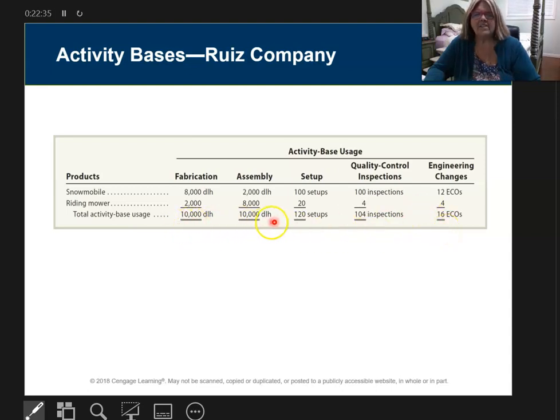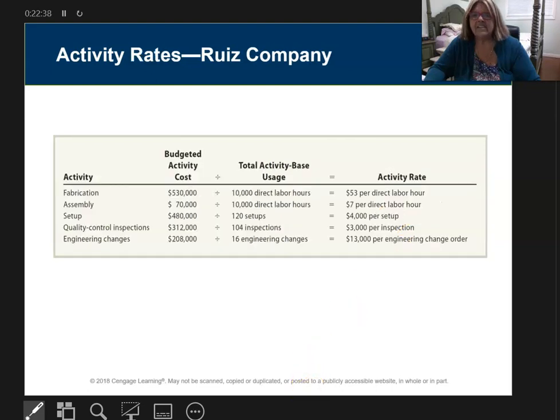We're going to take these numbers and plug them into the same formula: the budgeted activity cost for each activity divided by the total activity base usage. The numbers I just did are what's going down here, and we were given this information a little while ago. So fabrication is now $53 per direct labor hour. Assembly is $7 per direct labor hour. Setups are $4,000 per setup. QC is $3,000 per inspection. And ECO is $13,000 per change order.